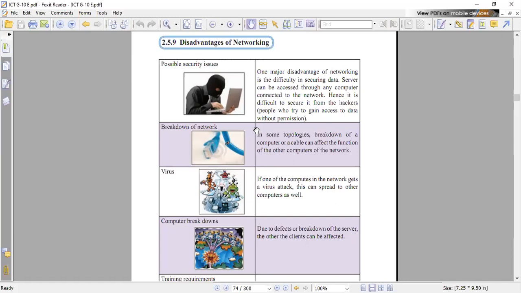Write down under that. First one. Security issues such as hacking. Next one. Viruses can spread quickly.